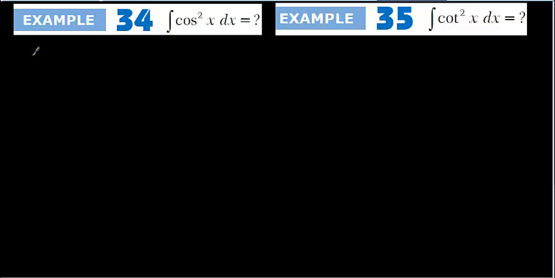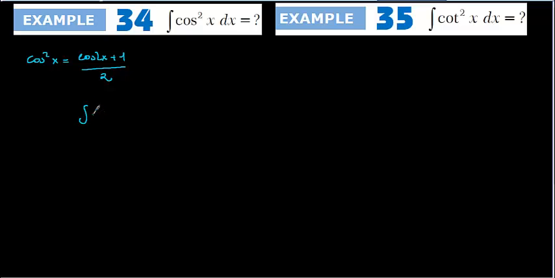If you remember, the cosine square x was equal to cosine 2x plus 1 over 2. Why am I applying this trigonometric substitution? Because we don't have any formula with cosine square x. So instead of cosine square x, if I write cosine 2x, I will find the solution of the question. So it's going to be like this.